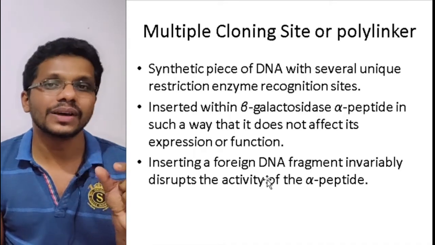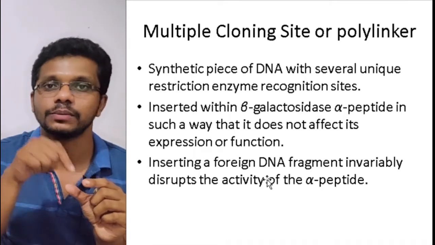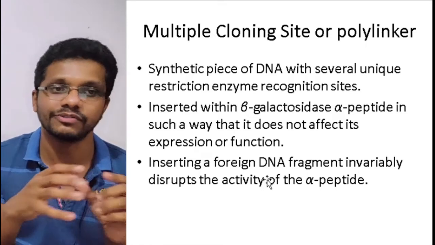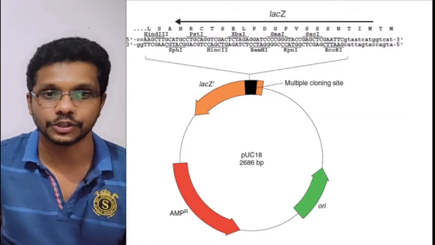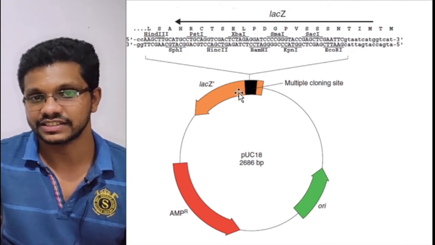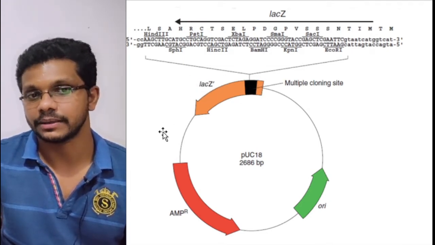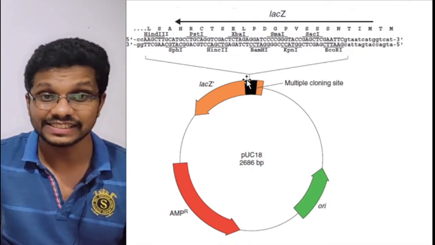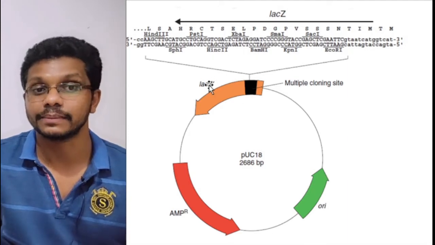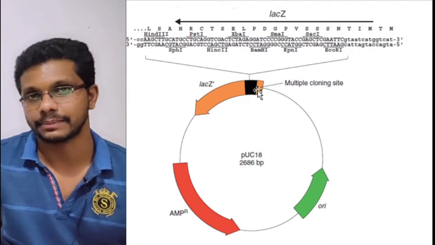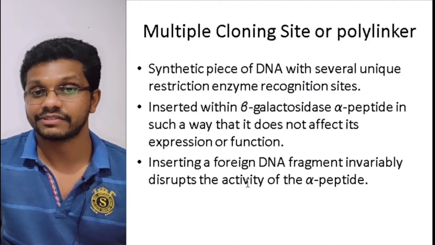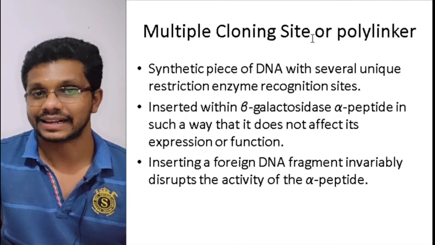But if you are inserting anything extra into the multiple cloning site, it will disturb the expression of lacZ'. So if we have a normal pUC18, the multiple cloning site is not affecting the lacZ' function, so lacZ' will be produced. But if you are inserting a foreign DNA into the multiple cloning site, it will disturb the lacZ'. That's how we use the multiple cloning site. Okay, so inserting a foreign DNA fragment affects the lacZ' gene.